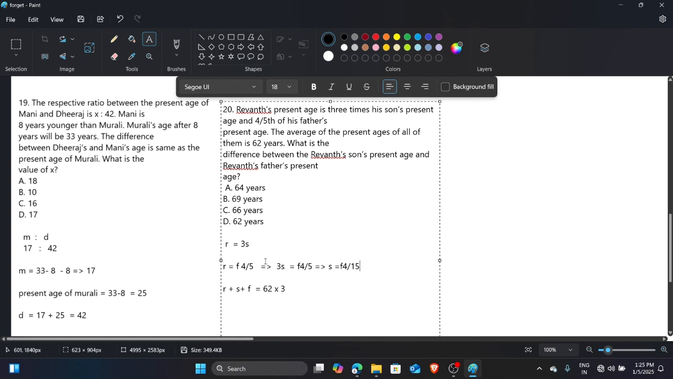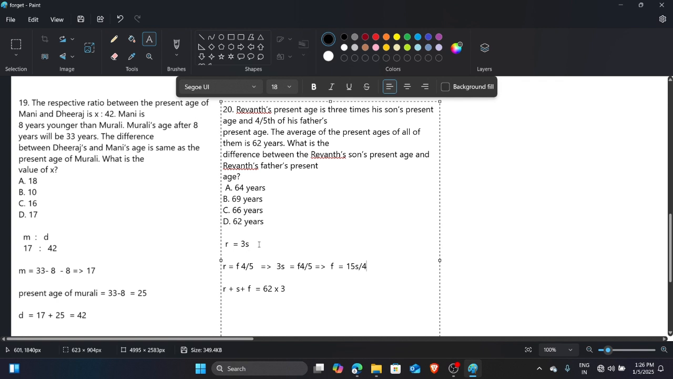And sorry, if we get the value of f in terms of s, then it is better. So we make it that. The value of f in terms of s is 5 multiplied here, so it is 15s divided by 4. Simple.